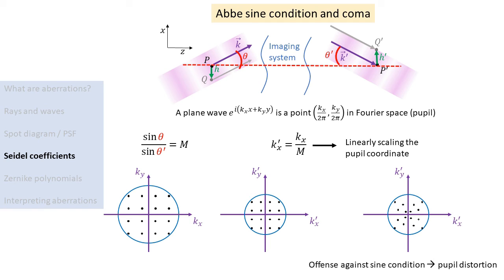Therefore, violation of the sine condition is typically associated with coma as well as pupil distortion. The Seidel coefficients are one way to describe the aberrations of a rotationally symmetric imaging system. Another way to describe aberrations is to use Zernike coefficients.